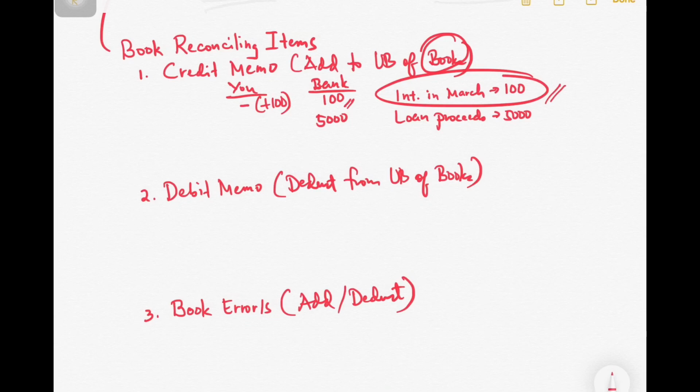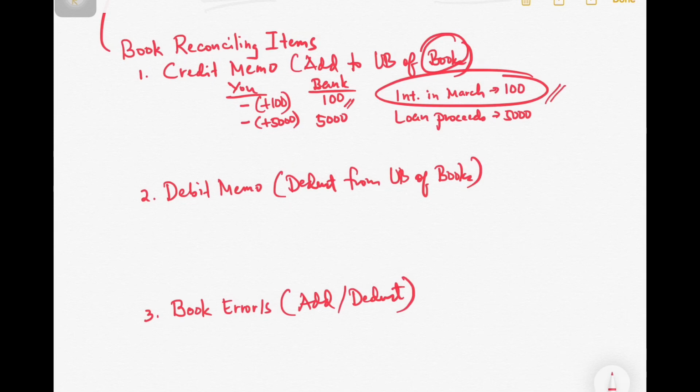So, even if this was approved in March, if you are not given a direct notice by the bank that your loan was approved, you will only learn of it come next month. And since you only learn of that next month, you don't have records with you. That's why you will be adding. And this is another credit memo. So I hope you're getting it. That the nature of credit memo is you were able to get something but was informed of that next month. So you will be adding it this month.